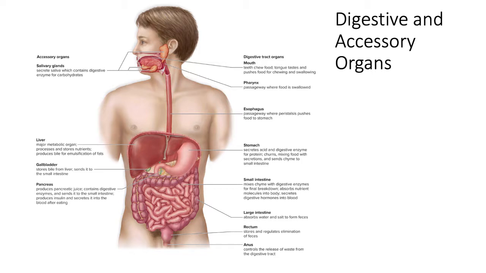The digestive system is made up of a long tube that runs from the oral cavity to the anus. There are places where the tube is enlarged, and there are other accessory organs that help the digestive system with its function. You can see that the digestive tract organs are on the right side and include the mouth, pharynx, esophagus, stomach, small intestine, large intestine, rectum, and anus. We also have these accessory organs, the salivary glands, the liver, the gallbladder, and the pancreas that help us out.